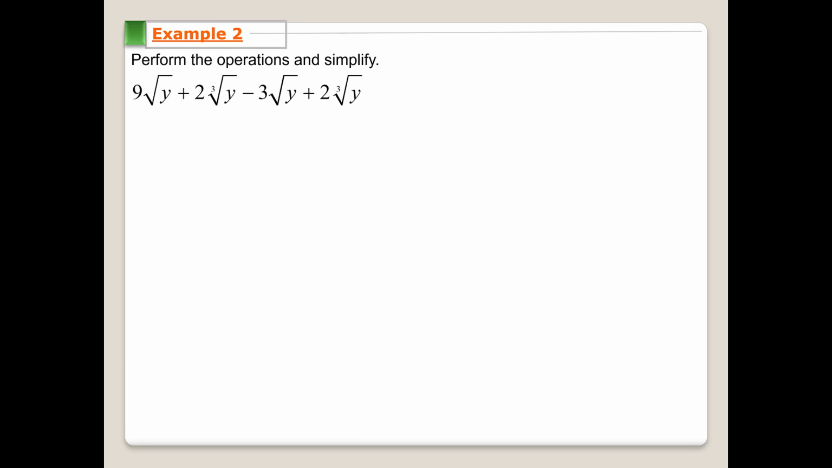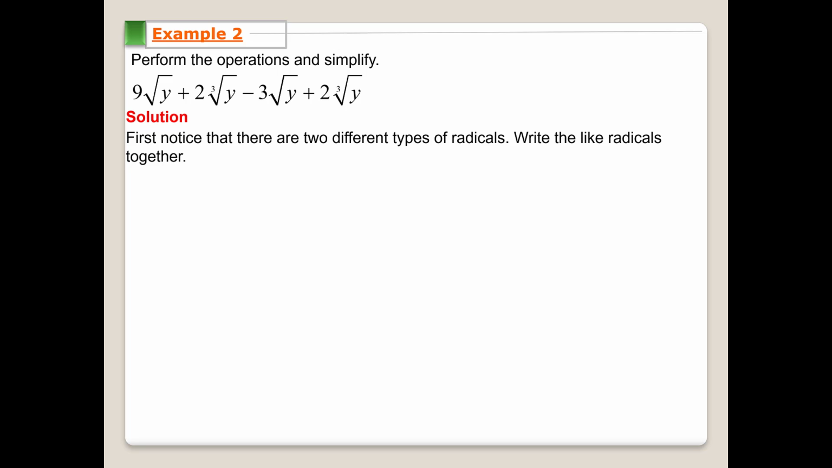Okay, so let's do this. Now, when you have this problem right here, let's go forward and see how we can combine this and make this work. There are two different types of radicals, so let's write the like radicals together. So let's put the square root of y's together and the cube root of y together.